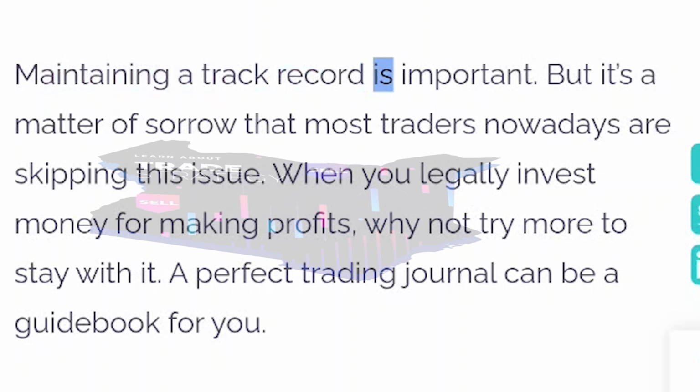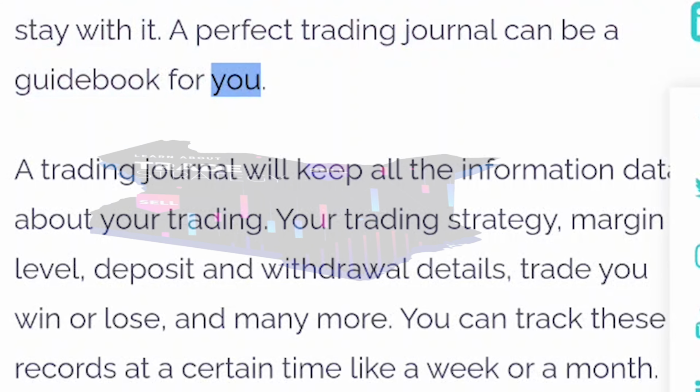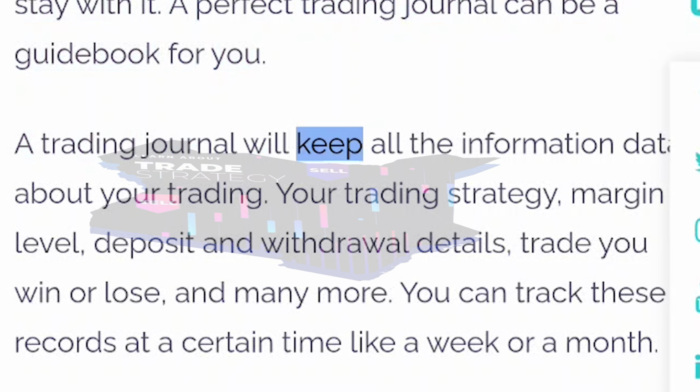Maintaining a track record is important, but it's a matter of sorrow that most traders nowadays are skipping this. When you legally invest money for making profits, why not try more to stay with it? A perfect trading journal can be a guidebook for you. A trading journal will keep all the information and data about your trading: your trading strategy, margin level, deposit and withdrawal details, trades you win or lose, and many more. You can track these records at a certain time like a week or a month.